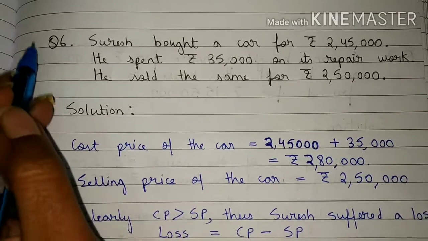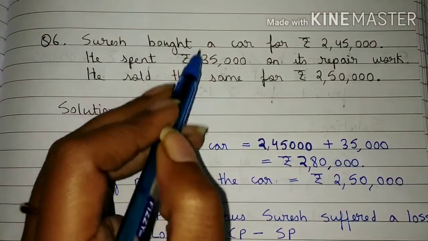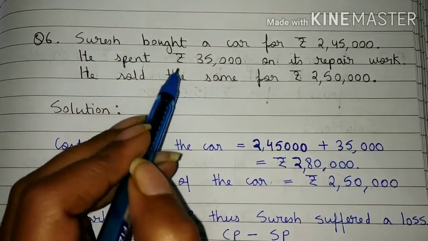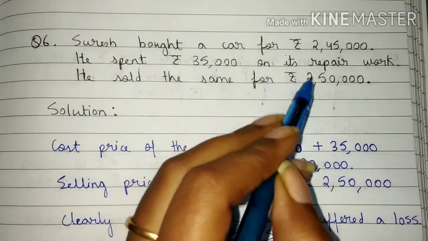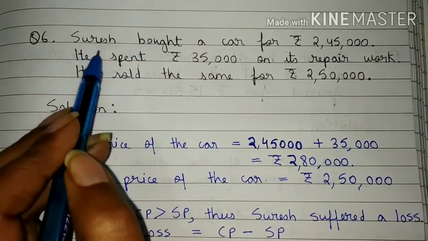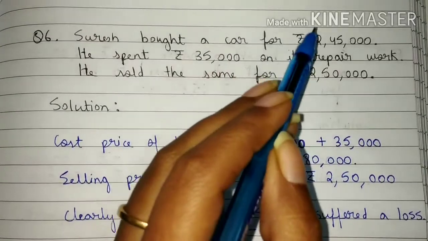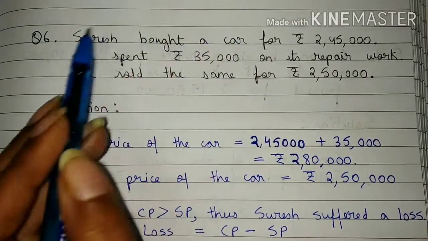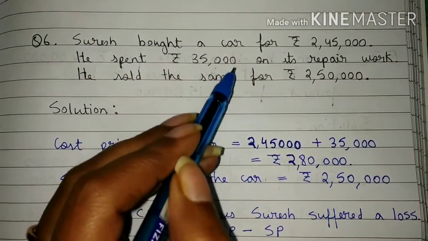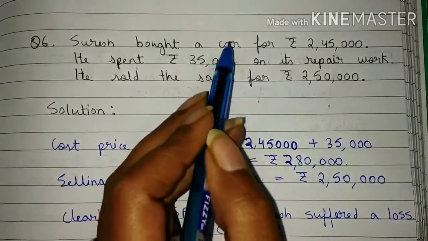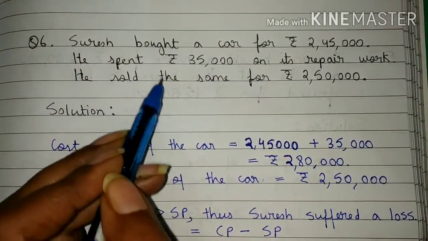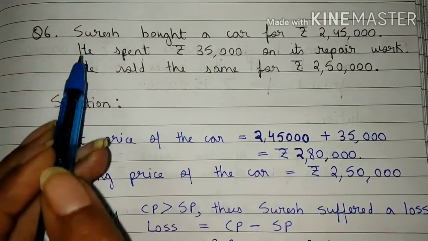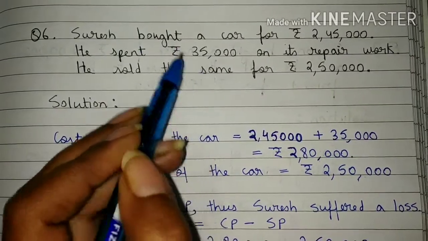Students, here is question number 6. Suresh bought a car for rupees 2,45,000. He spent rupees 35,000 on its repair work. It means Suresh purchased a car for rupees 2,45,000 and after buying the car, Suresh spent rupees 35,000 for repairing the car. He sold the same for rupees 2,50,000. It means Suresh sold the same car for rupees 2,50,000.